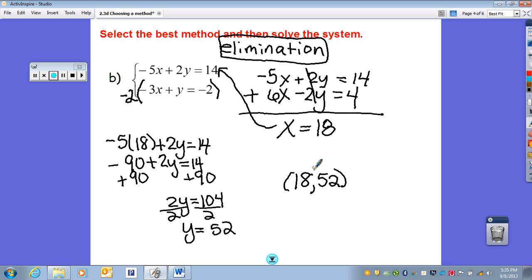My solution would be the point 18, 52. And if we were to take the 18 and multiply it by negative 3, I would get negative 54. Then if I add 52, my answer would be negative 2. So that is correct. It is the solution to the system, which is the point of intersection if we were to graph. This is a really good example of one that we maybe wouldn't want to graph to solve because the numbers are so large.